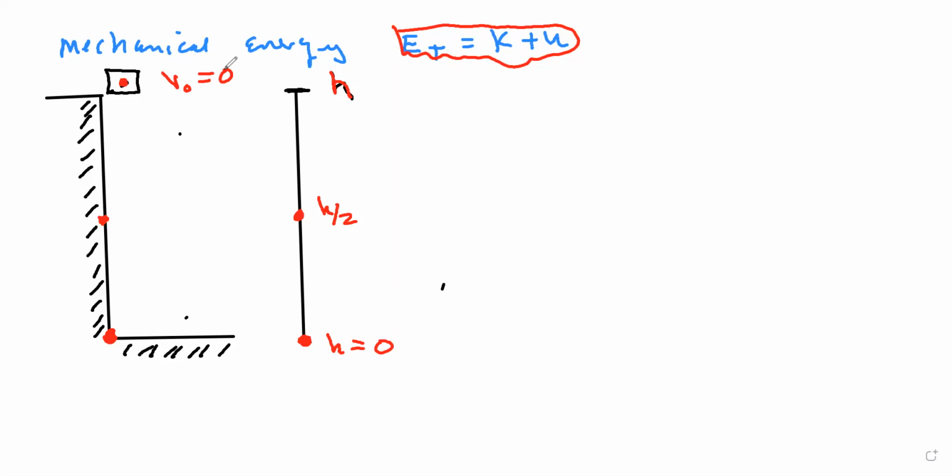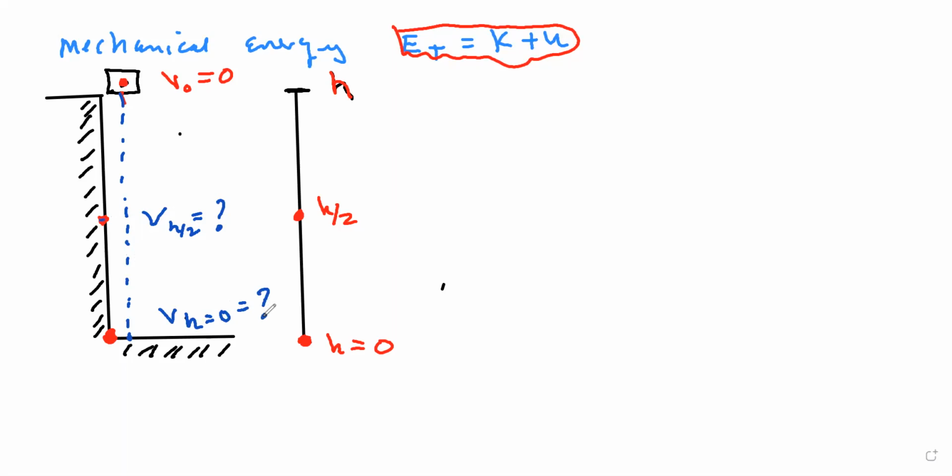And then you're going to let it go, and it's going to start to fall down this path right here. And then you want to know what is the velocity when it reaches this point, so the velocity at h divided by 2. Then it continues coming down, and you want to find the velocity when h is equal to 0.